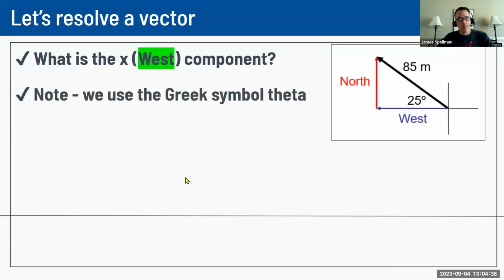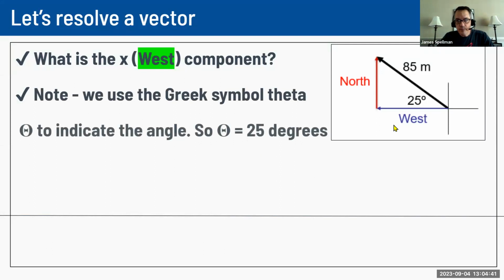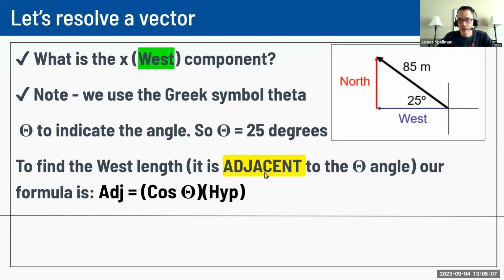In order to find the west component, we know that theta is the angle right here. This is 25 degrees. To properly use our trig formulas, I've got to identify which one is adjacent and which one is opposite. Remember, adjacent means that it is next to the angle. So if this 25-degree angle is my angle, this west one is the one that is next to it. The north one is the one that's across from it. So west is an adjacent side.